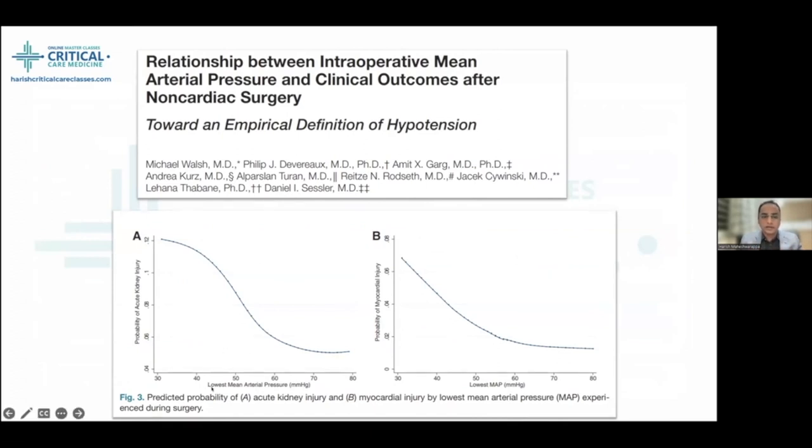The data clearly suggests that with lower mean arterial pressure, the probability of acute kidney injury was very significantly high. There was a significant correlation with an increase in the probability of acute kidney injury when the MAP was less than 50 or less than 60. Around 60 to 70, there was no significant increase in acute kidney injury, but once it dropped to around 60 to 65, there was a steep increase in the probability of acute kidney injury. That was also true for the probability of acute myocardial injury. So this is one study that tied clinical outcome to intraoperative hypotension.